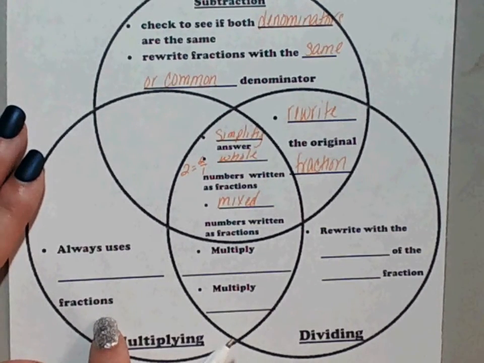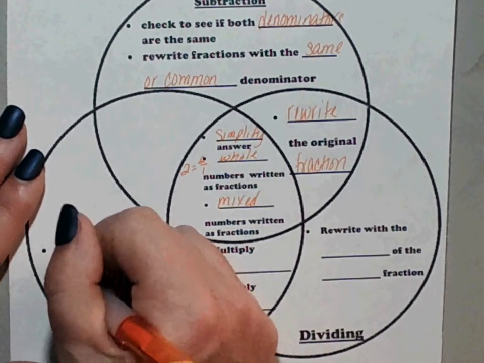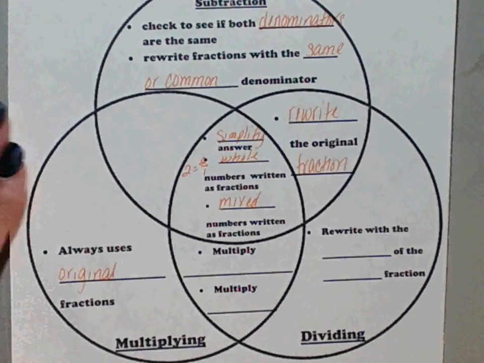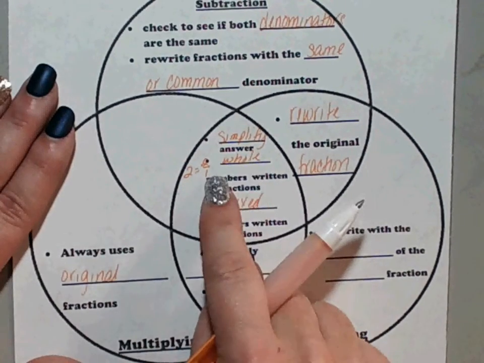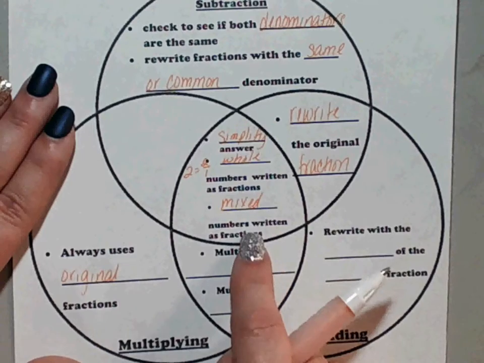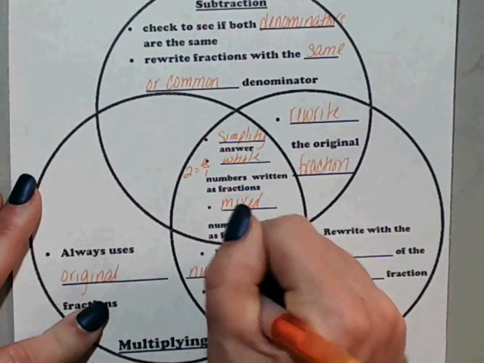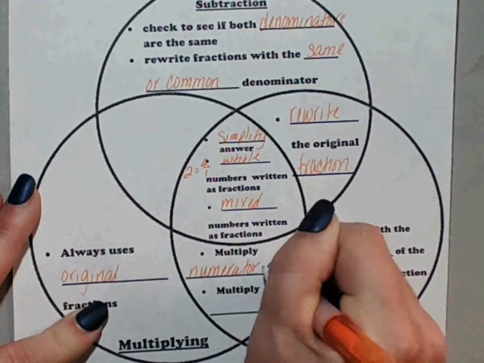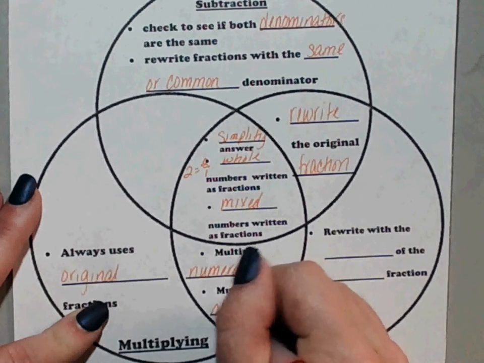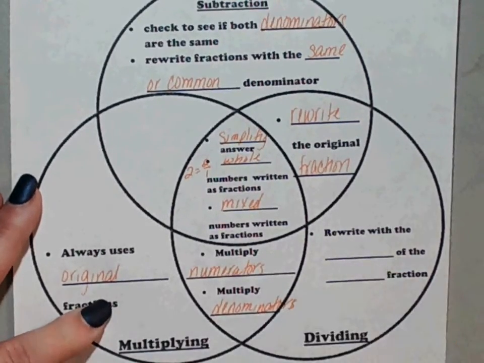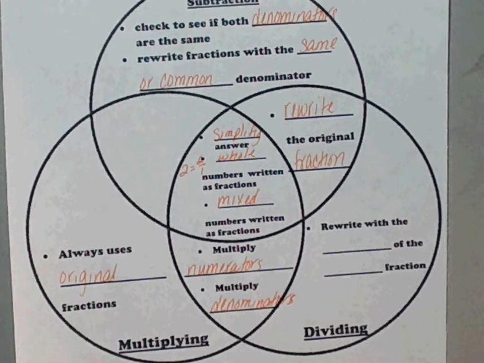Okay, so something we do whenever we multiply, we are always going to use the original fractions. We don't do anything to them. Okay, we don't need common denominators, anything like that. But we do need our whole numbers to be written as fractions, and we do need our mixed numbers to be written as fractions. That is something we have to have. So we are going to multiply our numerators, and then we are also going to multiply our denominators. It's actually probably one of the easiest operations that we will do is multiplying fractions. Super simple as long as you follow the steps every time. Same thing with division. If you follow the steps, it ends up being really easy.